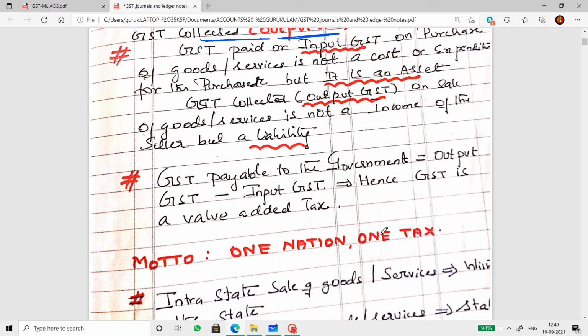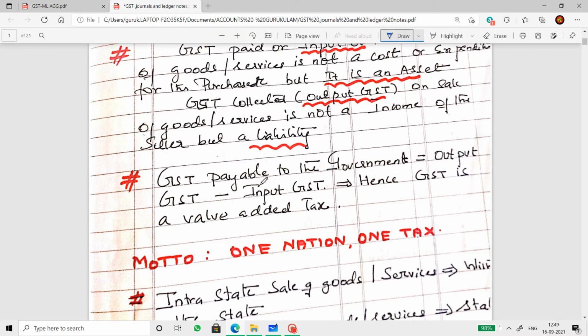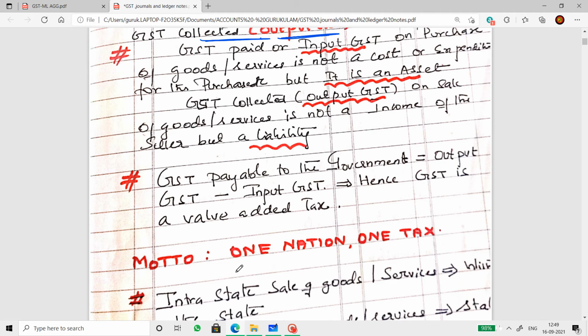Now, point 4. This one I've already told you, but here it is listed out once again. GST payable to the government is nothing but output GST minus input GST. Hence, GST is considered as a value added tax. Next one, the motto behind implementation of GST. The motto behind implementation of GST is one nation, one tax.